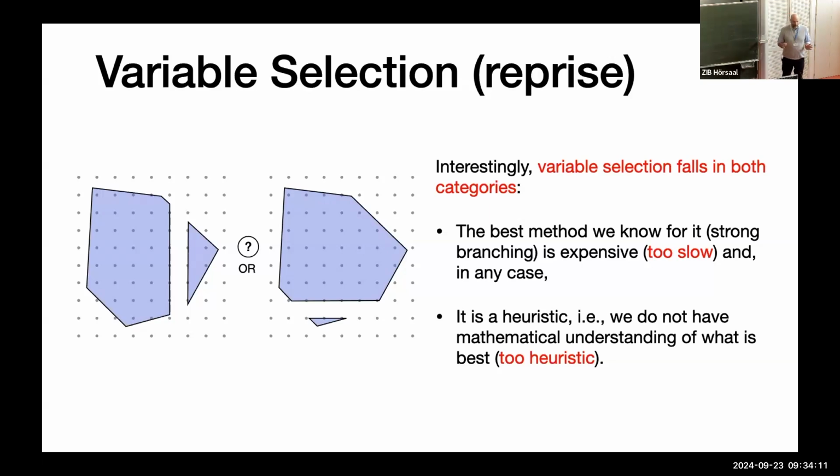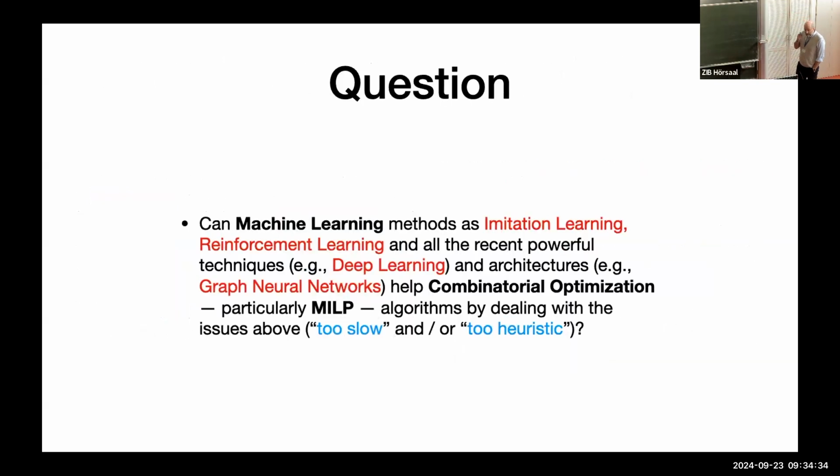So this is probably the most obvious place in which you can think of these pain points appearing, because indeed this decision is heuristic, and at the same time the heuristic that you have is slow. So now the question which has been appearing in the literature for the last 10 years is, can machine learning methods such as imitation learning, reinforcement learning, and the deep learning architectures that have been developed continuously for other types of problems help combinatorial optimization, in particular mixed integer linear programming, to deal with a situation in which we are too slow or too heuristic?